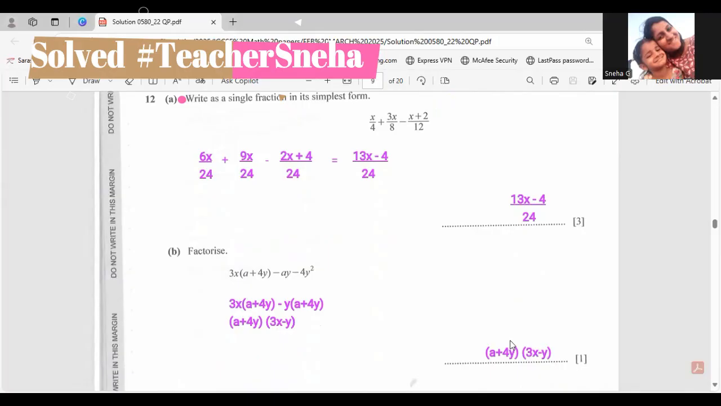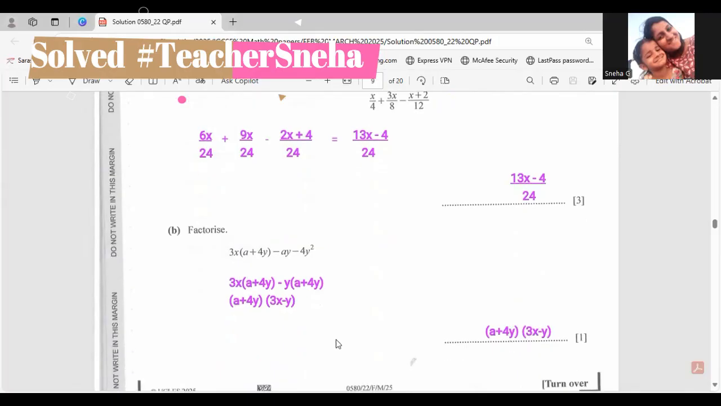Question number 12b, it's a factorization question wherein you have been given an expression to factorize. In the last two terms of this expression, if we take out y as a common factor, what we get in the bracket is a plus 4y. And here a plus 4y is already there in one of the brackets. On taking a plus 4y as a common factor, what we get in the other bracket is these two remaining terms, that is 3x minus y. So the complete factorization of this expression is a plus 4y in one bracket and 3x minus y in the other bracket.